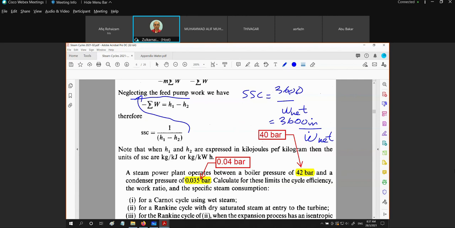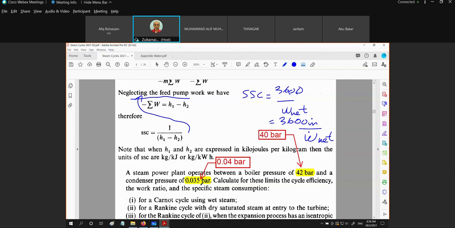I'm going to use the figure that I suggested last week. That is 40 bar for the working pressure of the boiler and 0.04 bar as the working pressure of the condenser. This is also referred to as the maximum, the highest pressure. This is the high pressure side and the low pressure side. If you look at the TS diagram for the Rankine cycle, the high pressure side always refers to the boiler pressure, and the low pressure side always refers to the condenser pressure.